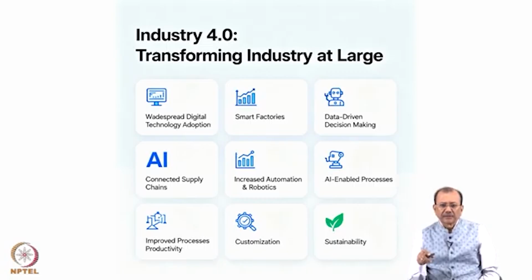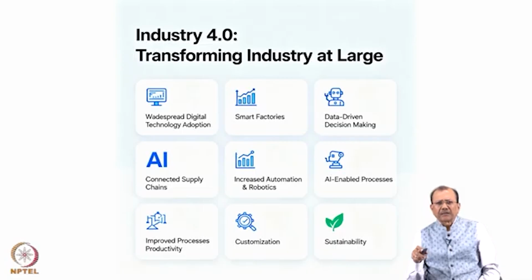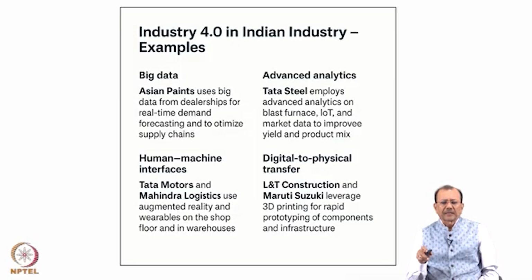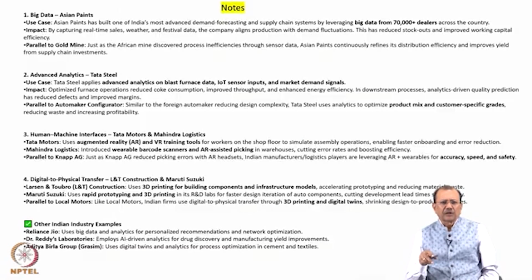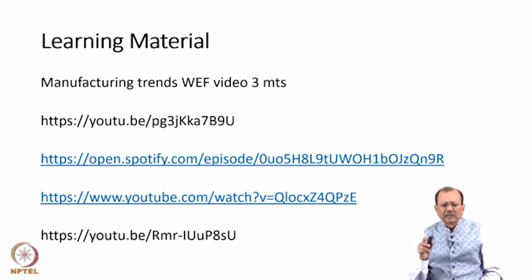Connected supply chain, I already explained. Increased automation, I already explained. AI-enabled processes, we will be discussing. So there are very large benefits of Industry 4.0 which we are seeing, and in this course we will be learning them. There are a few examples I have also added in this deck: big data, and how it is being used by Asian Paints, Tata Steel, Tata Motors, L&T in construction, or Maruti Suzuki. You will find practically all these companies are using these great technologies in a very big manner.